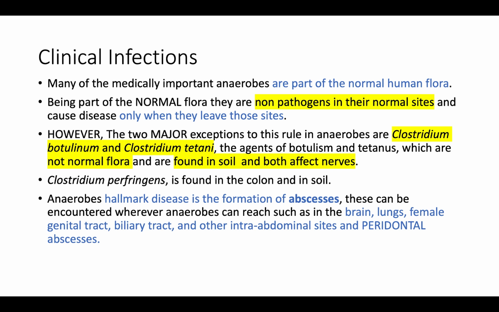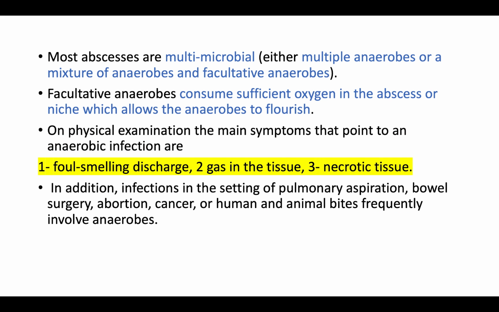So these can be encountered wherever anaerobes can reach, anywhere. They can cause an abscess in the brain, same story, facultative anaerobes and then anaerobes, and also in the lungs, female genital tract, biliary tract, intra-abdominal sites, and periodontal abscesses as well. Most abscesses, as we said, are polymicrobial, because the facultative anaerobe devitalizes the tissue and consumes sufficient oxygen in the abscess, improving the conditions for anaerobes to flourish.